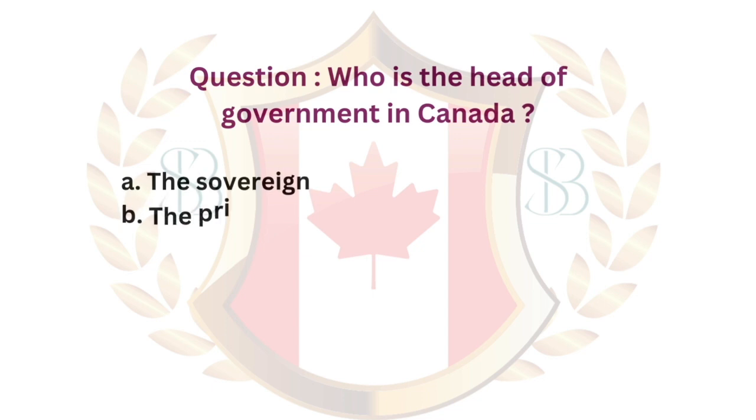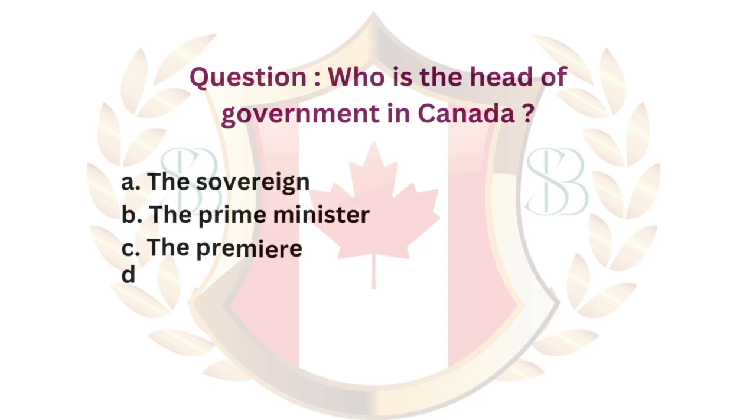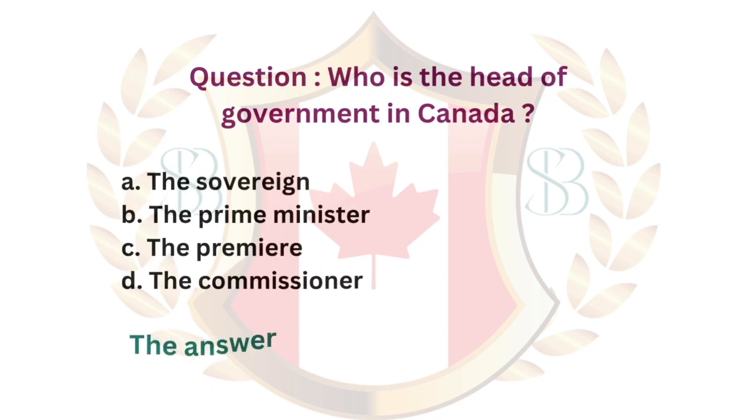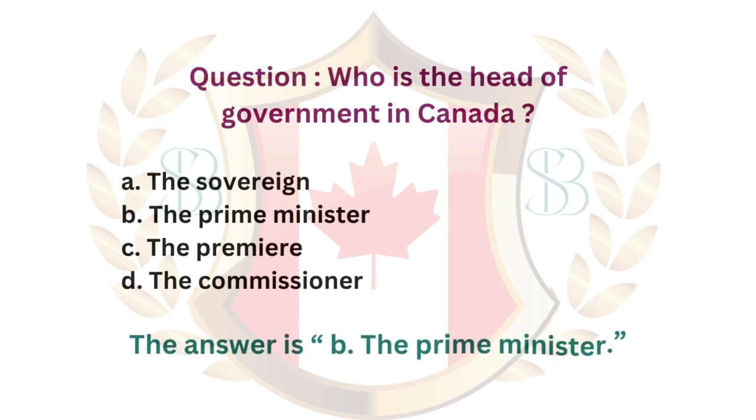Question. Who is the head of government in Canada? A. The Sovereign. B. The Prime Minister. C. The Premier. D. The Commissioner. The answer is B. The Prime Minister.